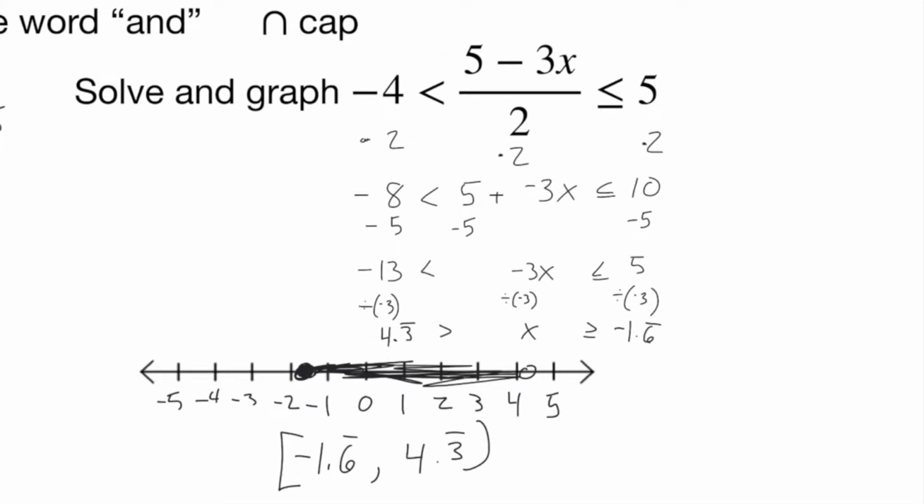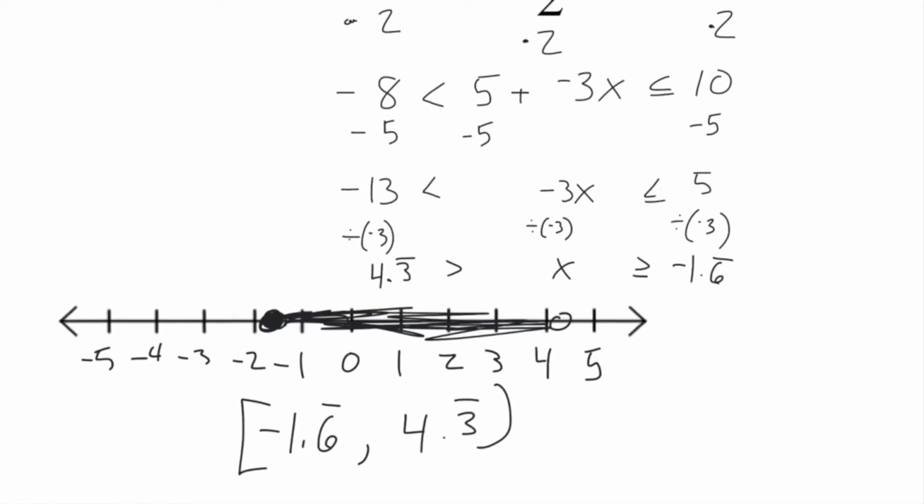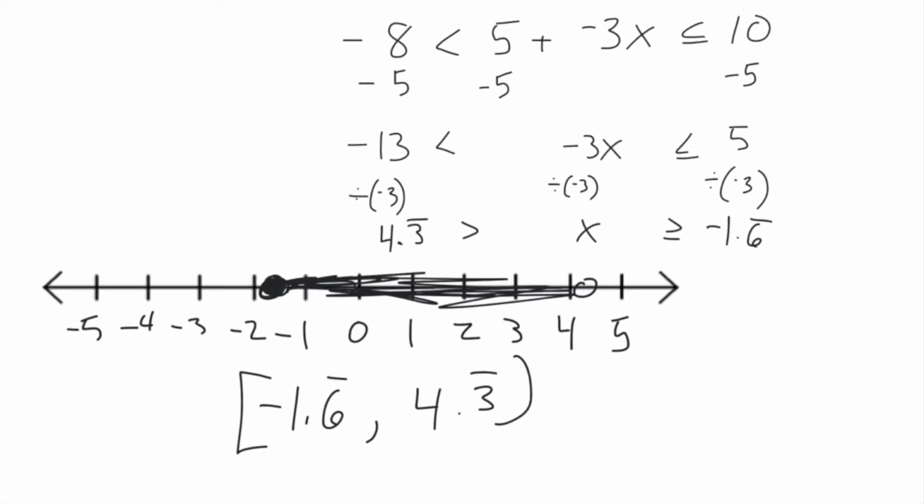Solve and graph this. Well, in order to isolate x, we have to multiply all the terms on both sides by 2. That gives us this. Then we subtract 5, and that gives us this. Here we can divide all the parts on both sides by -3. And one thing you have to remember is that when you divide an inequality by a negative number, you have to flip the sign. Multiplying or dividing by a negative number, flip the sign. So this used to be less than, now it's greater than. It used to be less than or equal to, now it's greater than or equal to. You can see you get 4.3 repeating is greater than x is greater than or equal to -1.6 repeating.